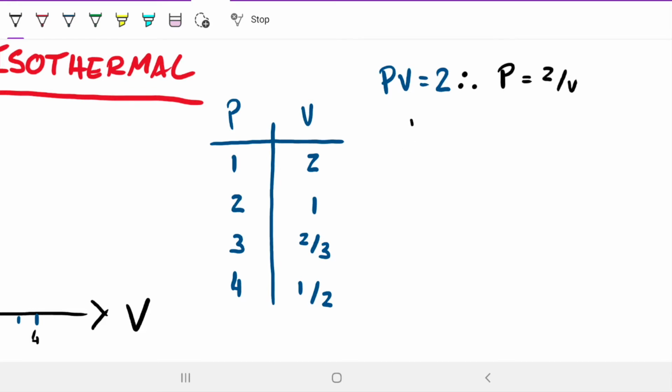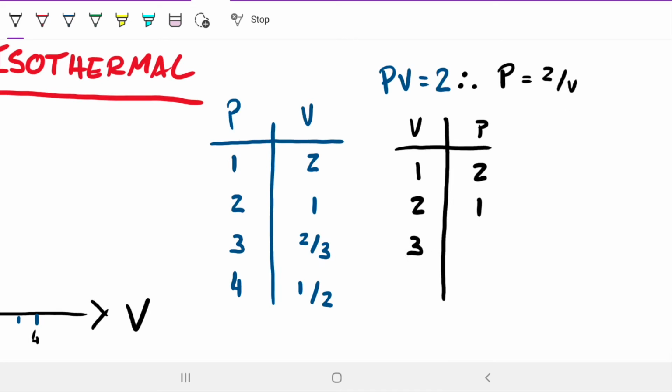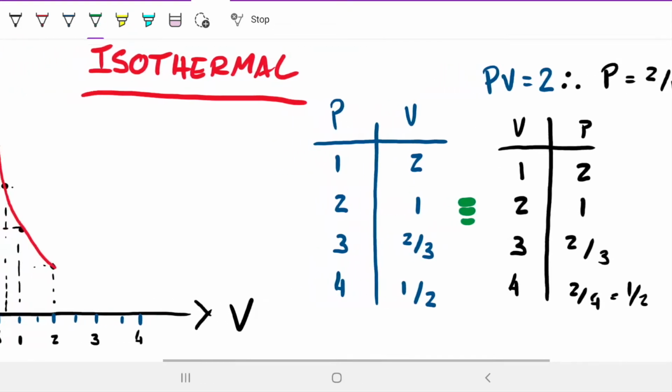So let's go ahead and do the table again, just this time inputting the volumes and grabbing our pressures. And then let's do the same values. So if my volume is 1, my pressure is going to be 2 over 1. My volume is 2, it's going to be 2 over 2, that's 1. If my volume is 3, then my pressure is going to be 2/3. If my volume is 4, then my pressure is going to be 2/4, same thing as 1/2. So note there's a perfect symmetry between the two, right?